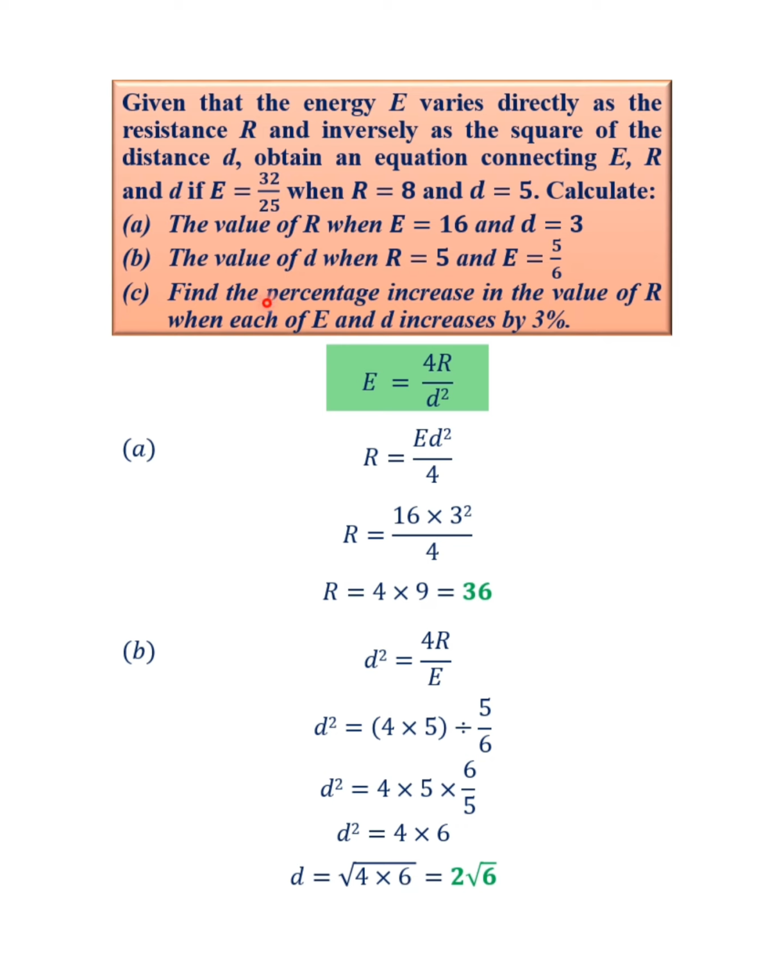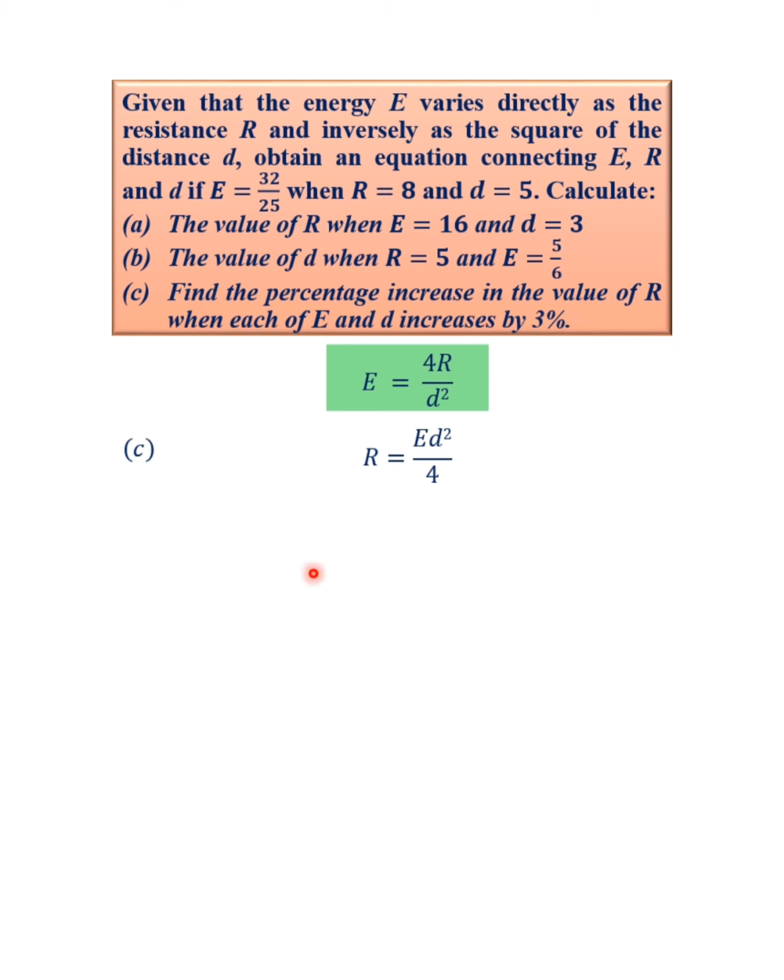Let's move to C, the highlight of this video and the interesting part of it. So we have this relationship written again, and in the C part, we are told to find the percentage increase in the value of R when each of E and D increases by 3%. Since we are looking for percentage increase in R, I have made R the subject of formula. I have to write this down, because we've already made it the subject of formula in the A part. So I just copied it from the A part down here.